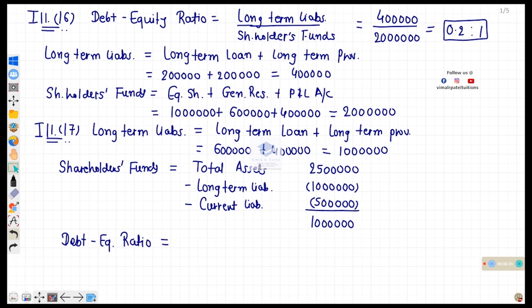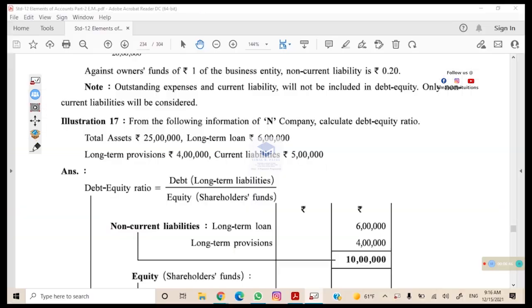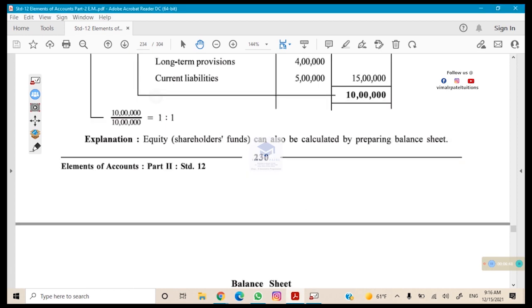Debt equity ratio, long term liability 10 lakh divided by shareholders fund 10 lakh. So 1:1. Clear? Yes, sir.